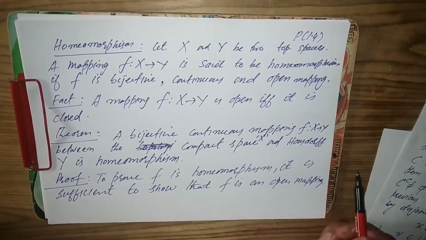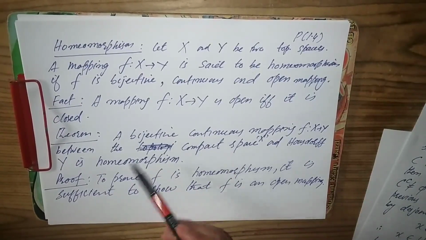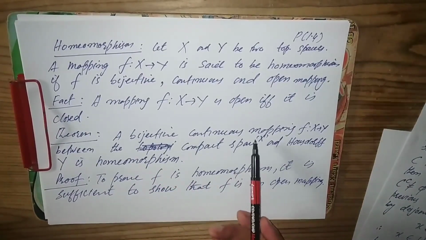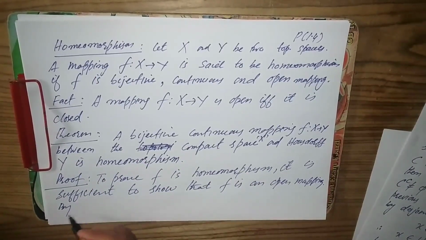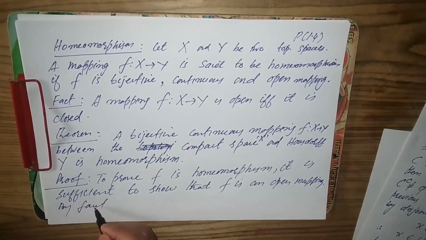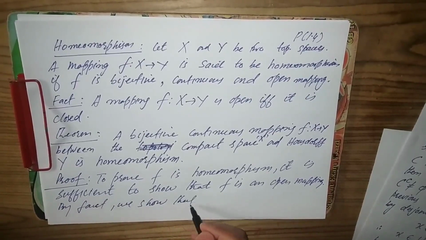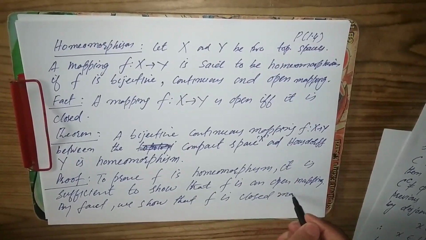Because the other property is that it is bijective and continuous, it already has those properties. So we need just to show that this F is an open mapping. And by the above fact, F is open if and only if it's closed. So we show that F is a closed mapping.